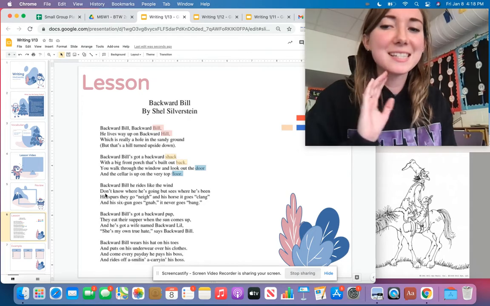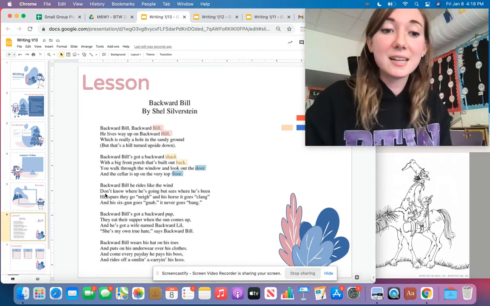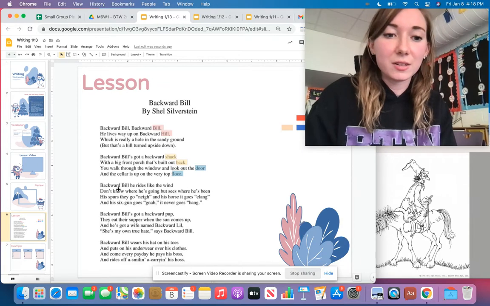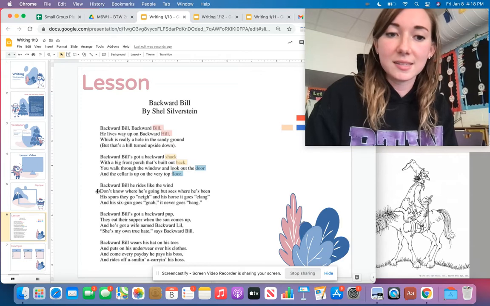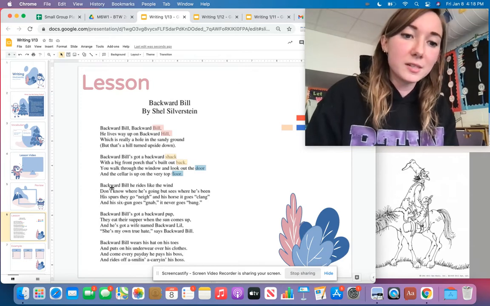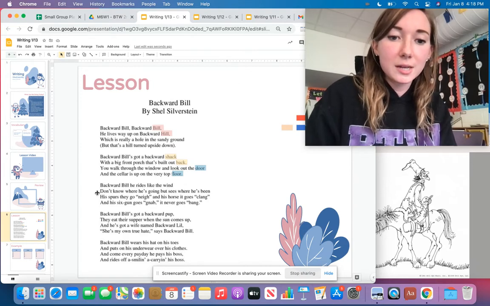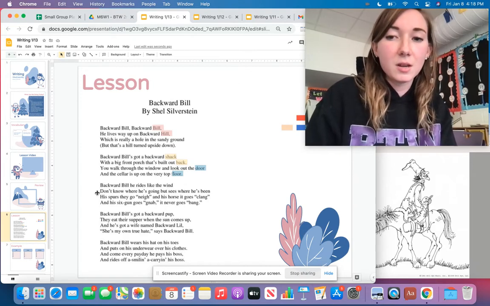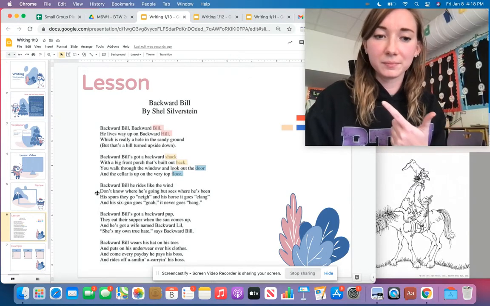Can y'all say that word stanza for me? So a stanza is just a group of lines, and they're separated by spaces. So this is one stanza, this is the second stanza, third stanza. So third stanza starts, backward Bill, he rides like the wind, don't know where he's going, but sees where he's been. So wind and been, do those rhyme?